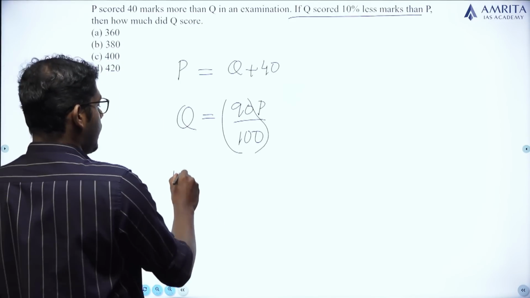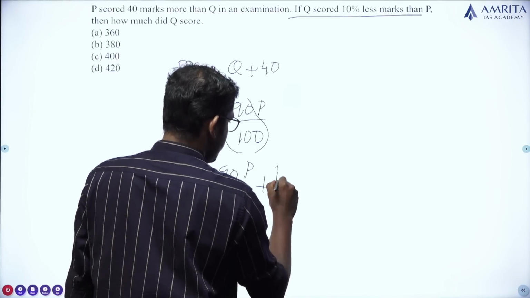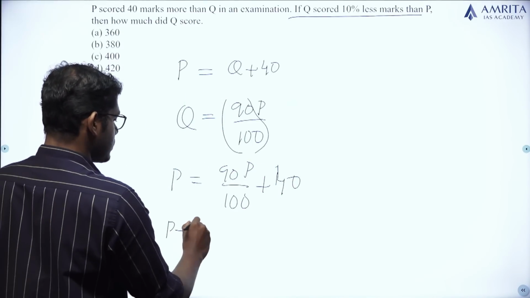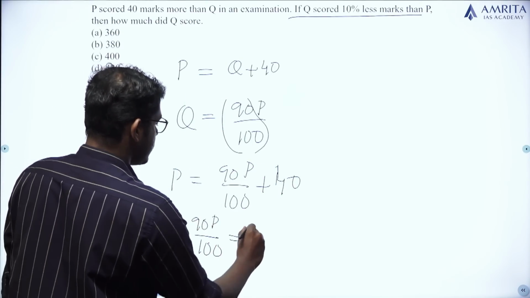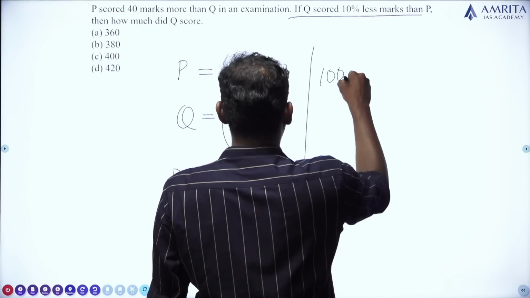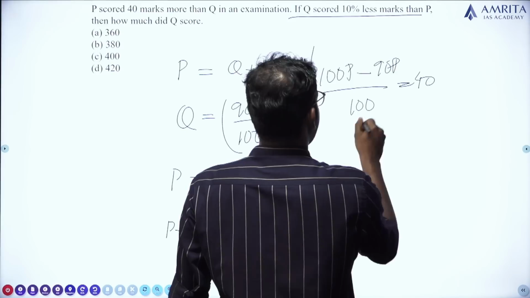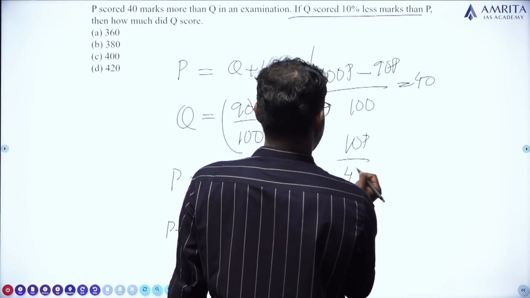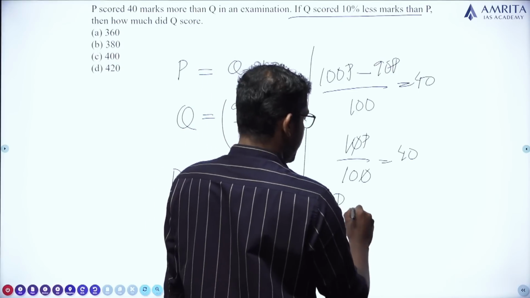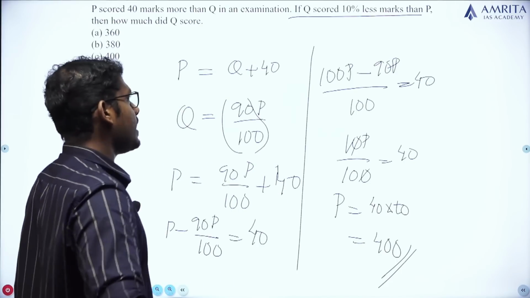So putting this value here, P is equal to 90 P divided by 100 plus 40. So bringing 90 P by 100 back here, P minus 90 P divided by 100 is equal to 40. So 100 P minus 90 P divided by 100 is equal to 40. 10 P divided by 100 is equal to 40. The zeros cancel. So P is equal to 40 into 10, that is 400. So the value of P is 400.